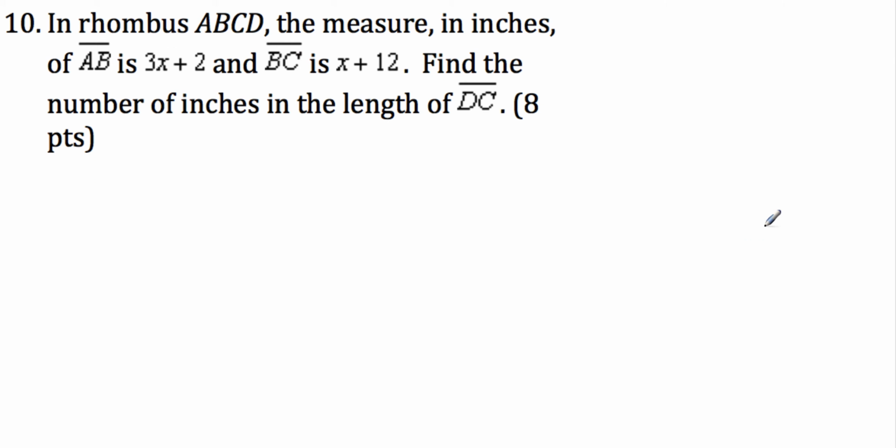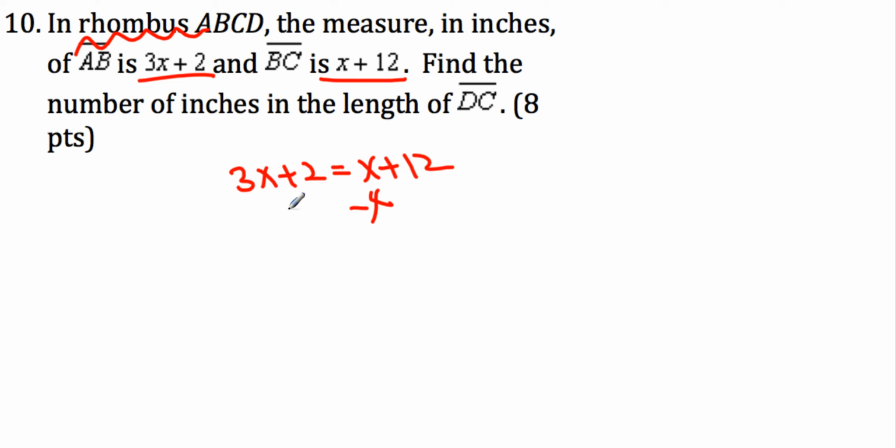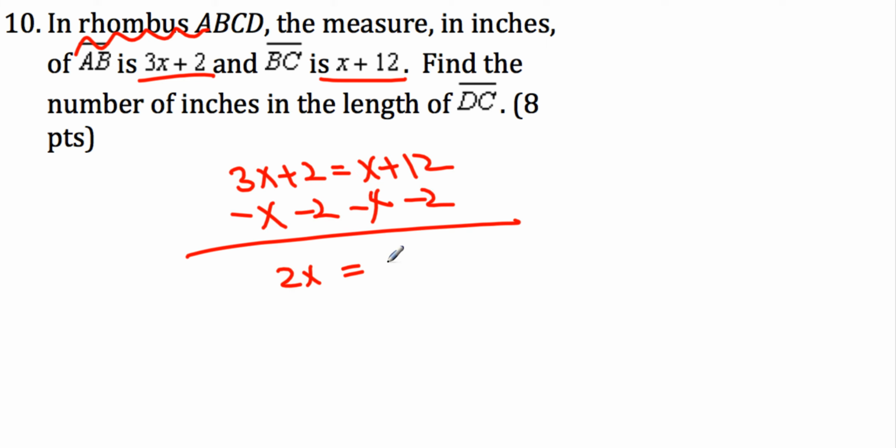All right, number 10. In rhombus ABCD, the measure in inches of line segment AB and then BC is this way. Now we have to realize that in a rhombus, all sides are congruent, so we have to write down 3x plus 2 must be equal to x plus 12. So subtracting x from each side and subtracting 2 from each side, we get 2x must be equal to 10. And when you divide by 2, x must be equal to 5.